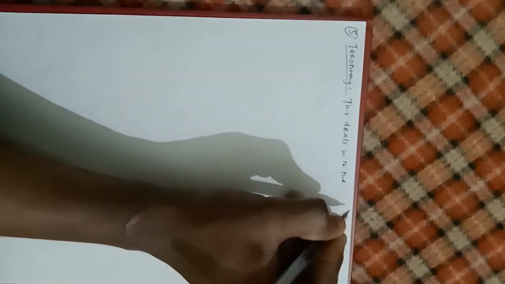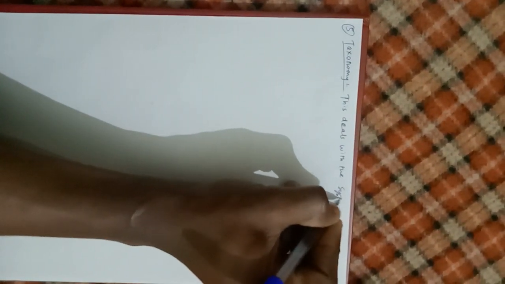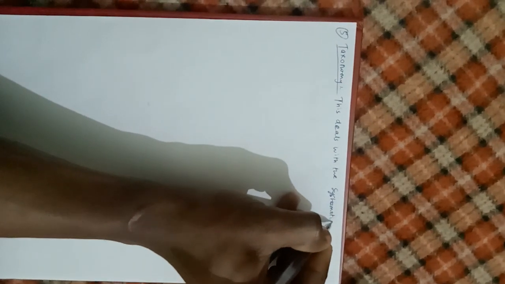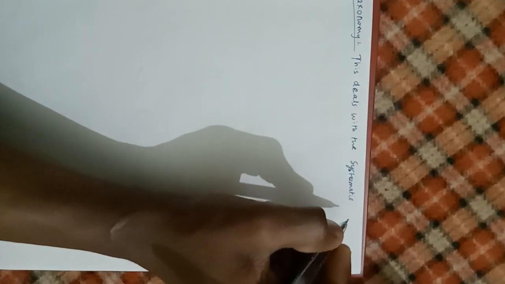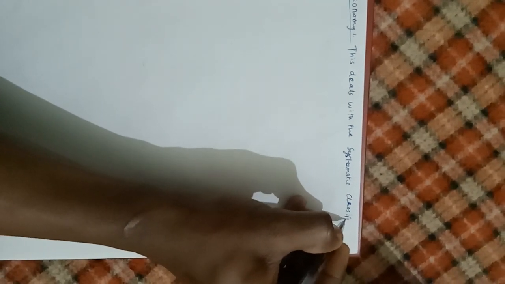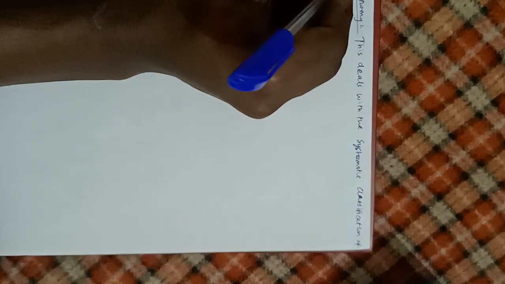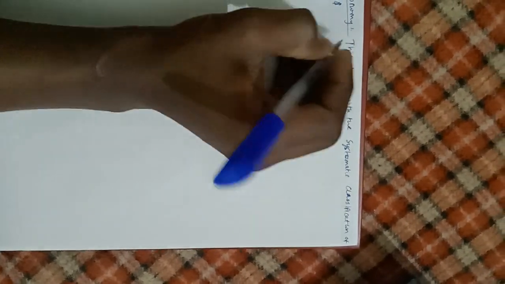Deals with the systematic classification of plants and animals. I hope you can see the A4 paper. You can see what I'm writing.